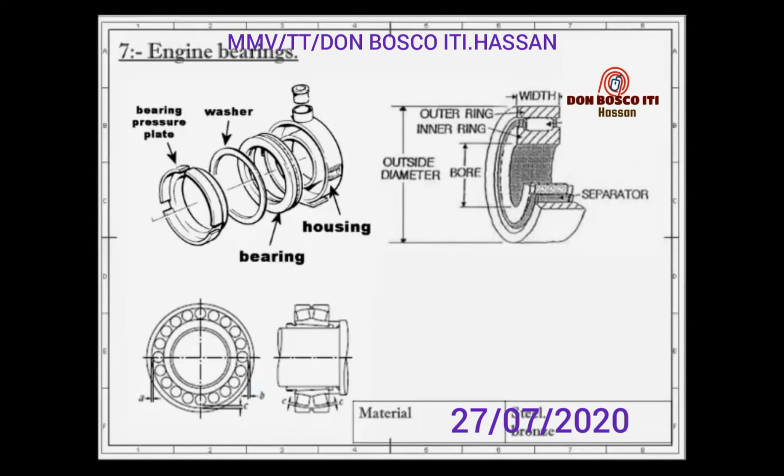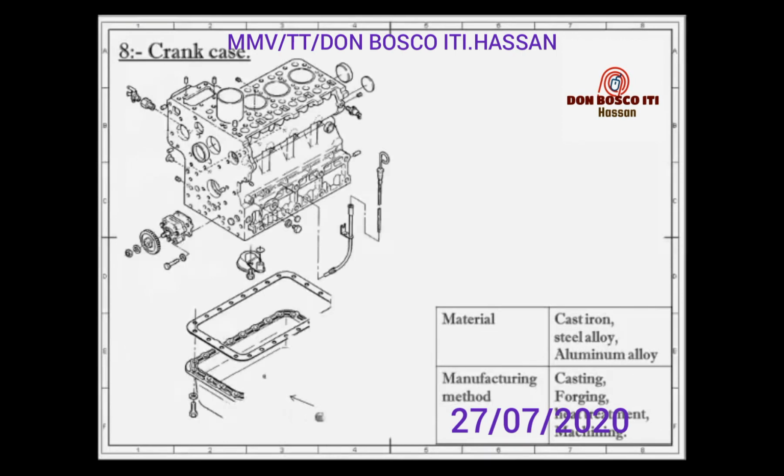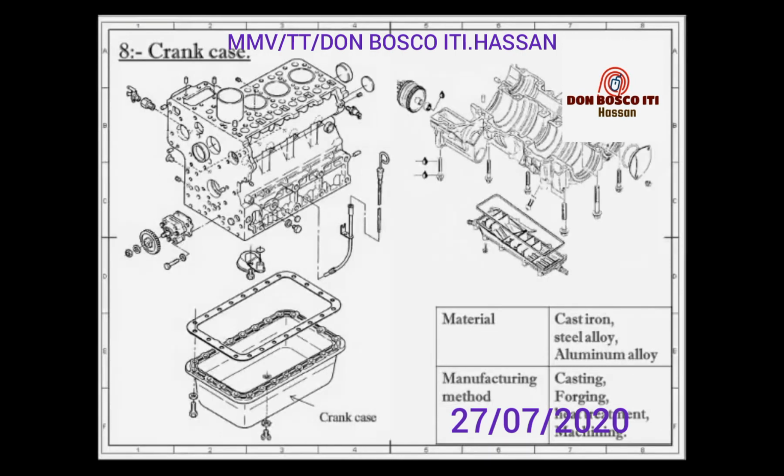Next is the crankcase. The main body of the engine, to which the cylinders are attached and which contains the crankshaft and crankshaft bearings, is called the crankcase. It serves as a lubricating system too, and sometimes it is called the oil sump. All the oil for lubrication is placed in it.